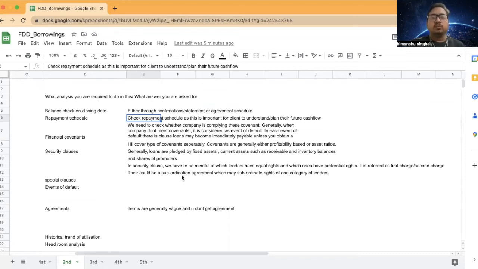That's why I recommend that we always check that the agreement balance as on closing date matches, or at least reconciles, with the books. The second step is the repayment schedule.